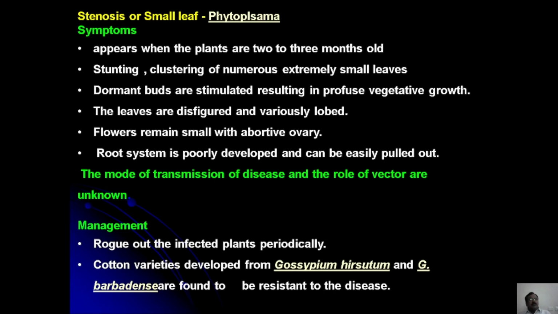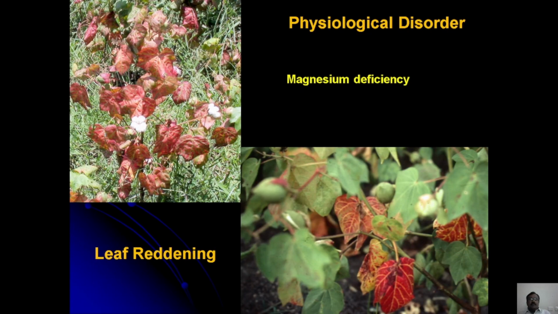Then cotton stenosis or small leaf disease, which is caused by phytoplasma. The affected plant appears very stunted, with clustering of numerous extremely reduced leaves, which gives a bushy appearance. The dormant buds are stimulated, resulting in profuse vegetative growth, and the leaves are completely malformed and variously lobed. The flowers remain small with abortive ovary, and the root system is poorly developed. Rogue out the infected plants periodically. Cotton varieties developed from Gossypium hirsutum and Gossypium barbadense are found to be somewhat resistant to this disease.